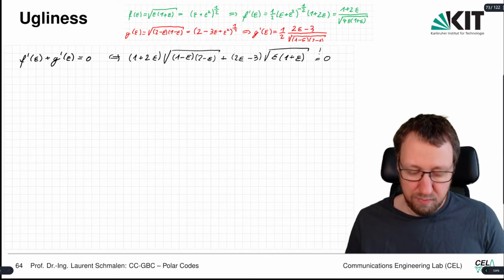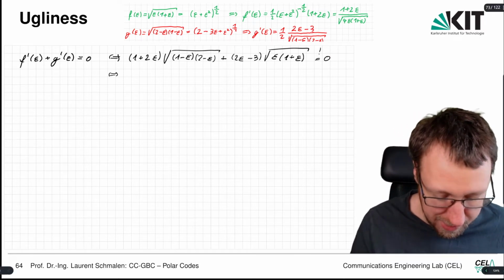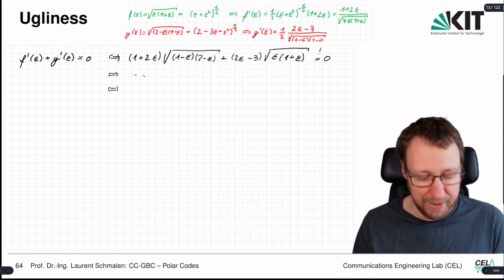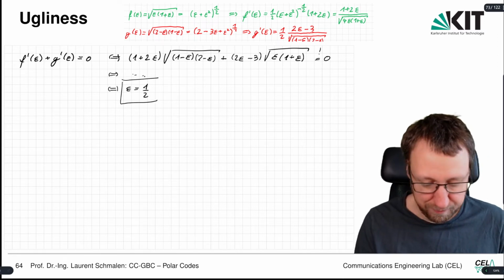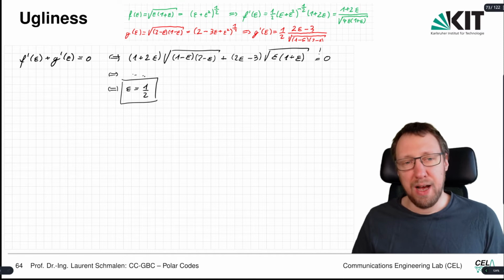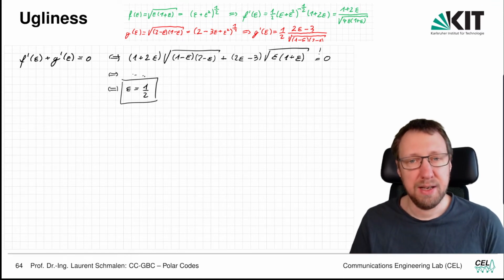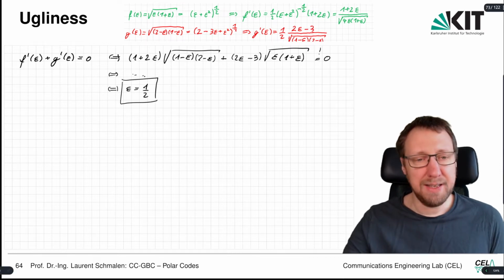And now we can factor out everything, do some manipulations. I will skip the details because it's very technical, and we'll find that epsilon is equal to 1/2. So for epsilon equals 1/2, we get an extremal point, and we will just be able to insert this and then find a good bound on this. So let's take a look at how this looks.